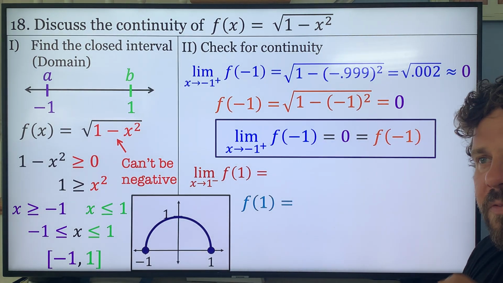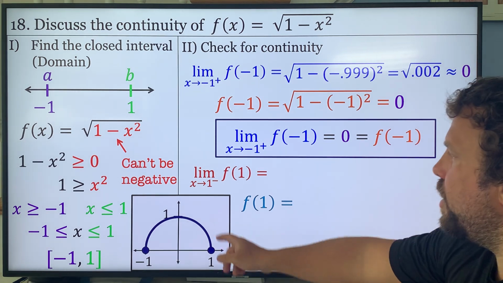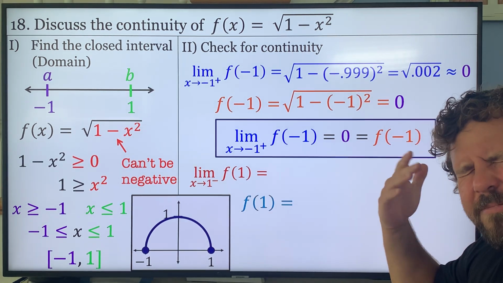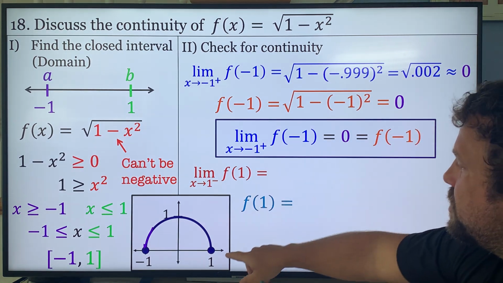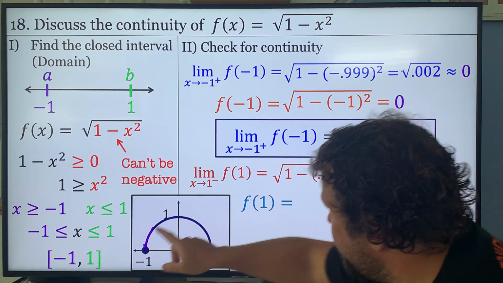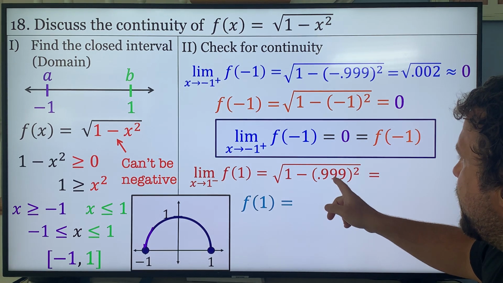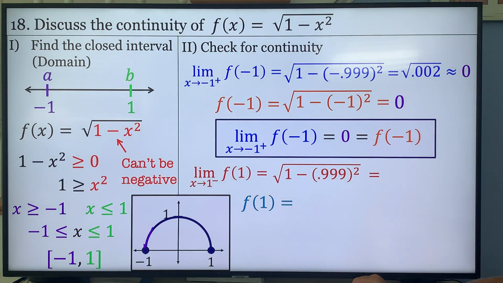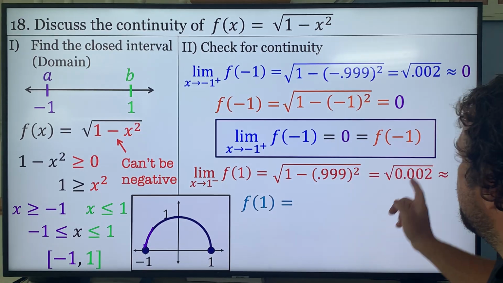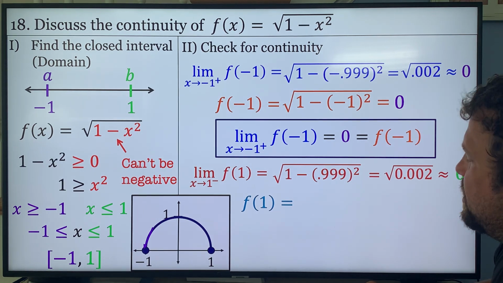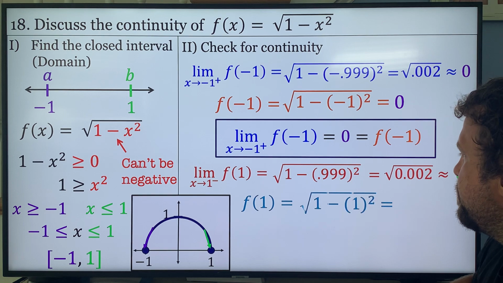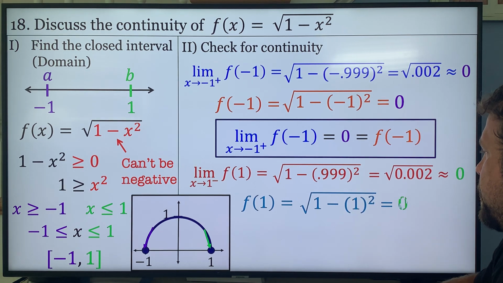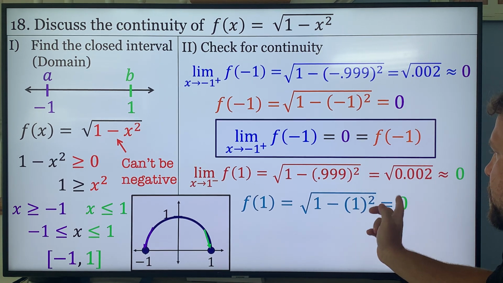Take a number, now you're going from 1, a little bit less than 1. So take 1 and subtract the thousandth from it. All right? So as we approach here, that right there, we're good. 0.999 squared, 999 thousandths. 0.002, square root of that is 0. Okay, take 1, plug it into the equation.